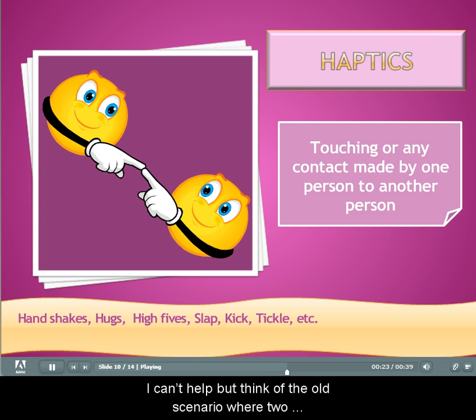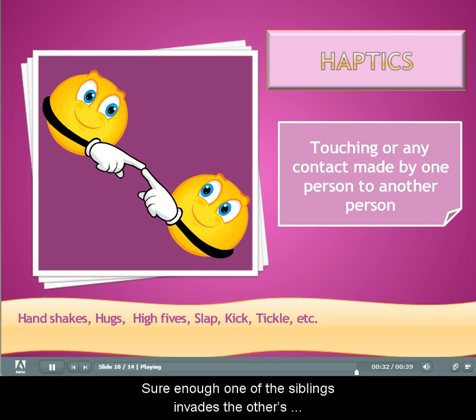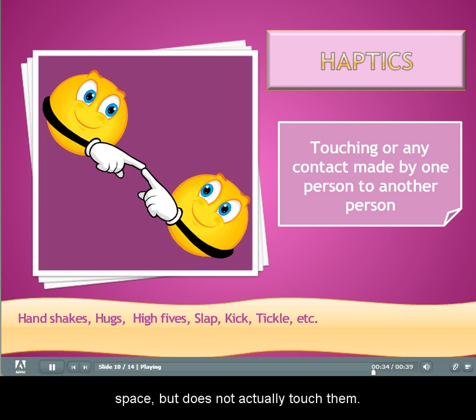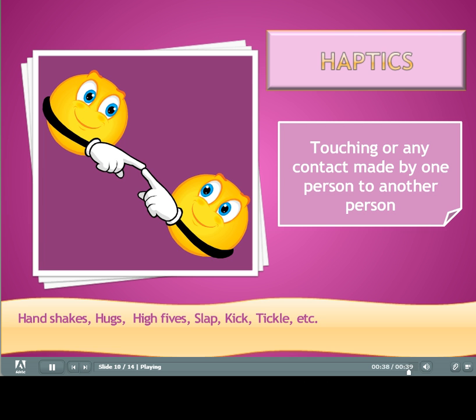I can't help but think of the old scenario where two siblings are in the back seat of mom's car and mom told the siblings to stop touching each other. Sure enough, one of the siblings invades the other's space, but does not actually touch them. I guess the mother really should say, don't invade each other's space.